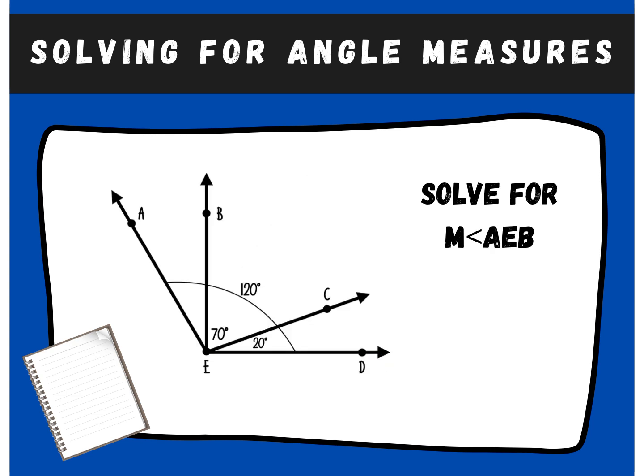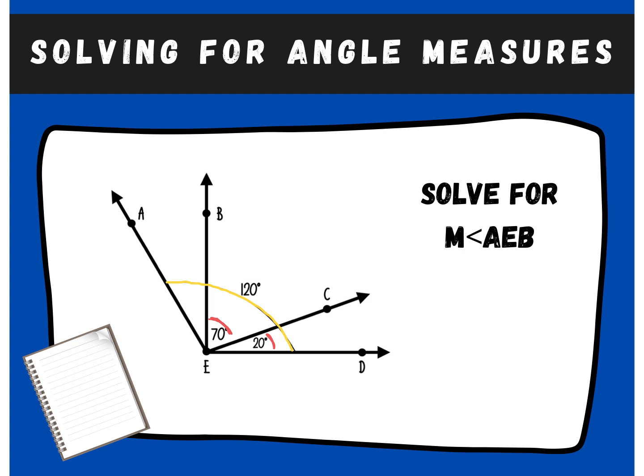Here's another example that's really similar. In this problem, just like in the last one, we're looking at how to find an angle measure given some information. Now this time I'm given 2 pieces. I'm given that the measure of angle BEC is 70 degrees and the measure of angle CED is 20 degrees. But then I'm given the total of this full angle. The measure of angle AED is 120 degrees.